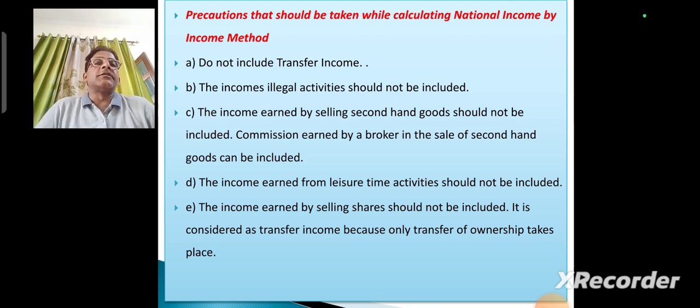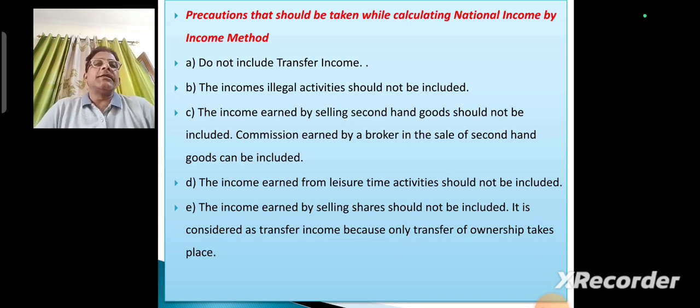Then the third one, income earned through selling second-hand goods should not be included. Remember last time also in the value added method we had said this, because there we consider the sales. So if somebody is selling a second-hand car, the value of sale is not to be counted. If somebody is selling a second-hand car and earning some amount of money in that, that earning also is not to be counted. However, the income which the dealer of old cars, I mean the commission agents, earn as commission will be counted, and that will come under the head of the COE.